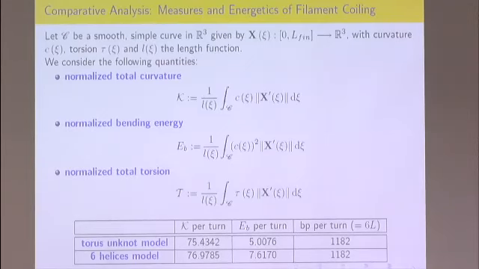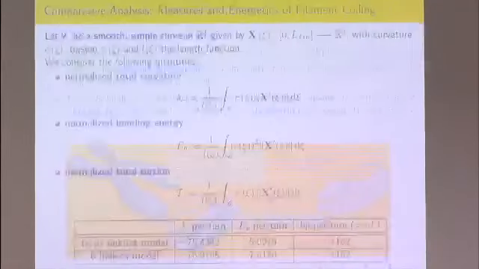We have considered the normalized total curvature, given by the integral along the curve of the curvature divided by the length, the normalized bending energy, the square of the curvature divided by the length, and the normalized total torsion, again the integral of the torsion divided by the length. This is a very preliminary work, so I've just considered these quantities, but we would also like to include further measures of complexity like the writhing number.